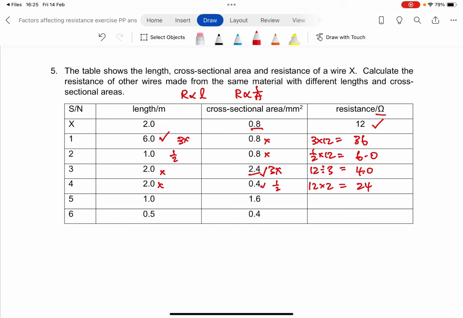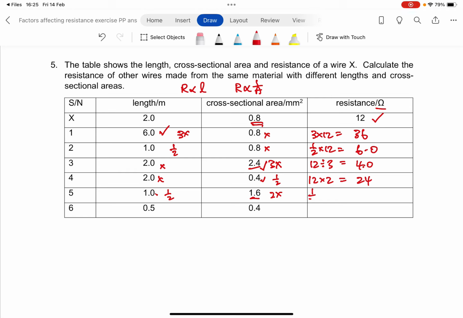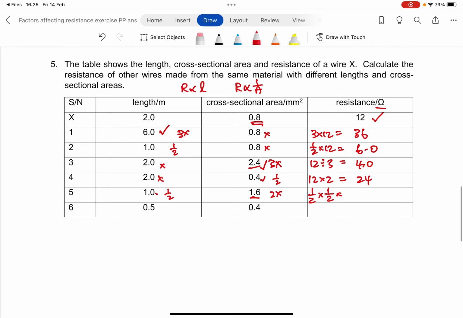Next, we have length is halved. Okay, from 2 meters to 1 meter is half. Then from 0.8 to 1.6 is 2 times. All right. So length is halved. Then the cross-sectional area is 2 times. So 2 times 1 over 2 is half also, right? So 1 over 2, then times 12 ohms. You get 12 divided by 4 is 3 ohms.